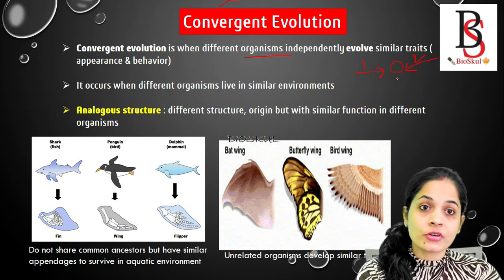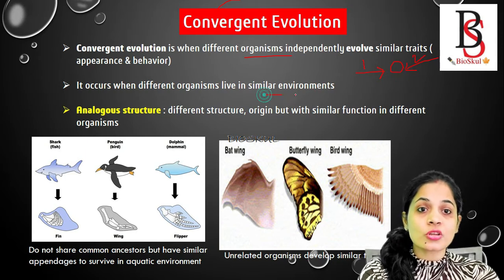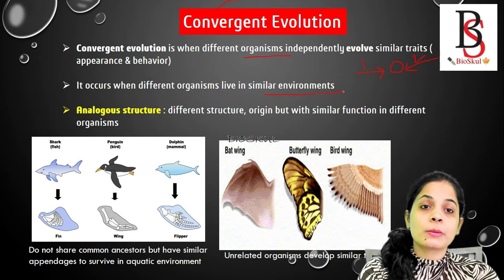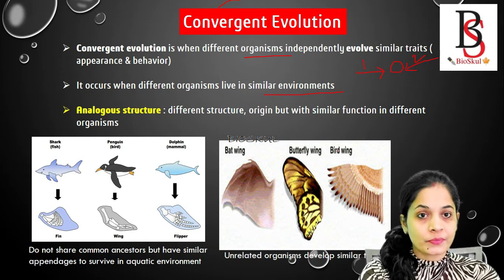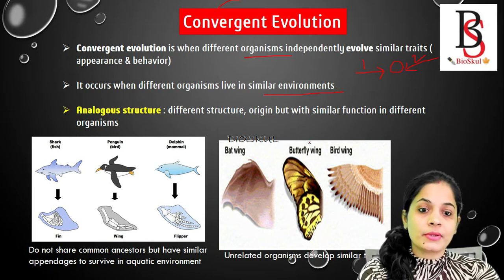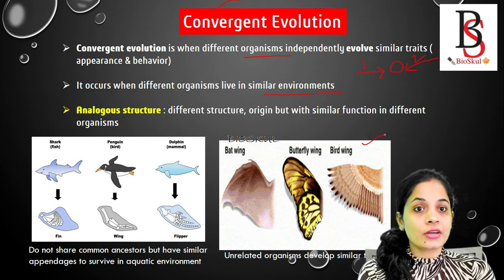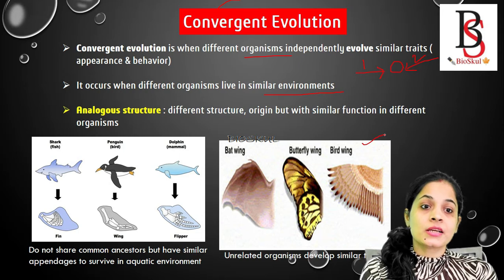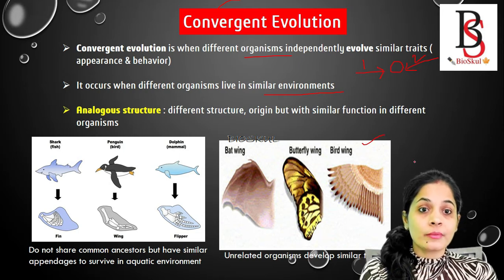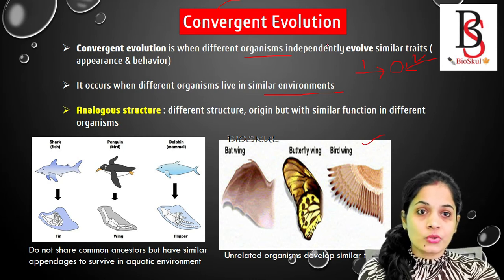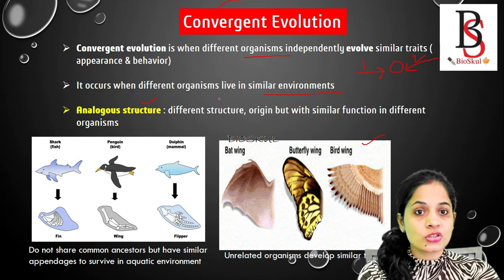Why does convergent evolution take place? That takes place because they are adapted to a similar type of environment. Let's see an example, like the bat wing, butterfly's wing and the bird's wing. These three wings are from three different organisms, but they independently evolved similar traits. That means they are showing convergent evolution, and convergent evolution leads to analogous structures.